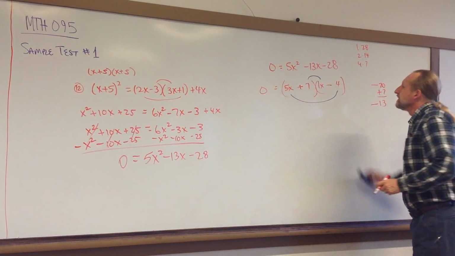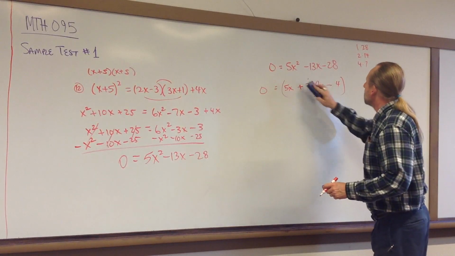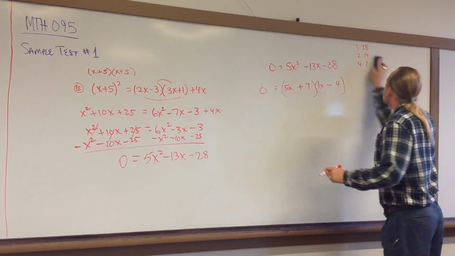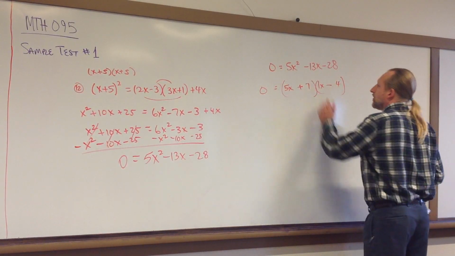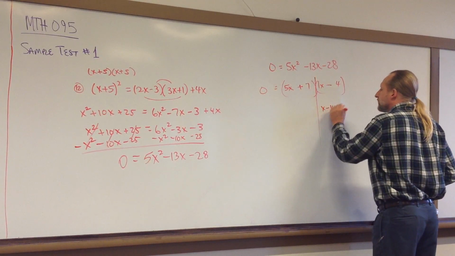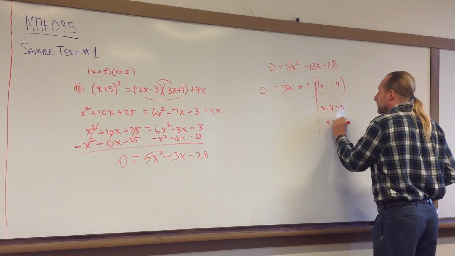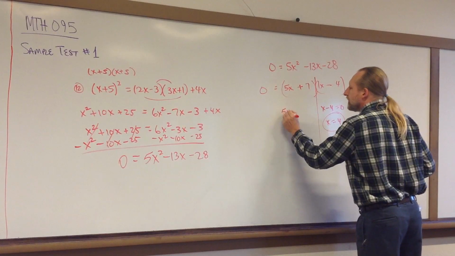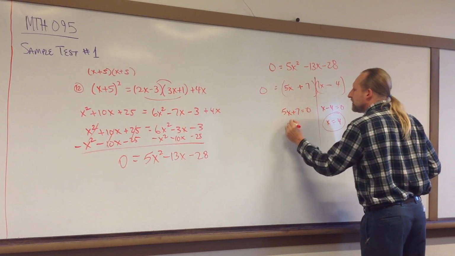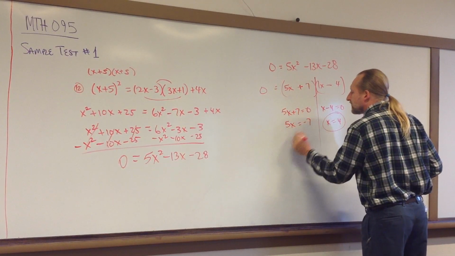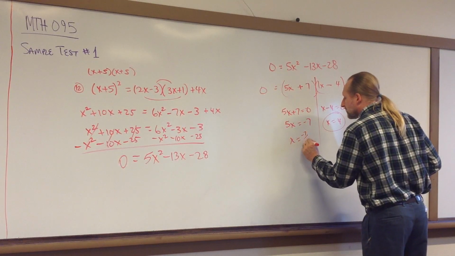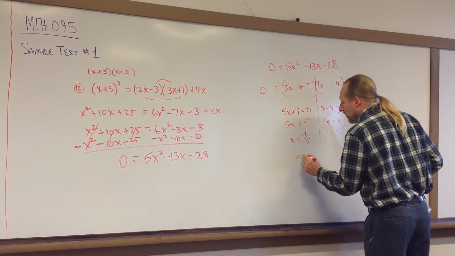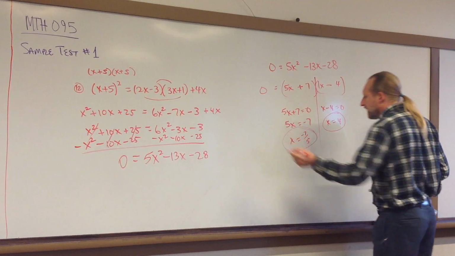Now we're all set to go here, and we can solve for x. So x minus 4 could be 0, so x equals 4. Over here, 5x plus 7 could be 0. 5x is negative 7. X is negative 7 over 5, or if you like decimals, negative 1.4.